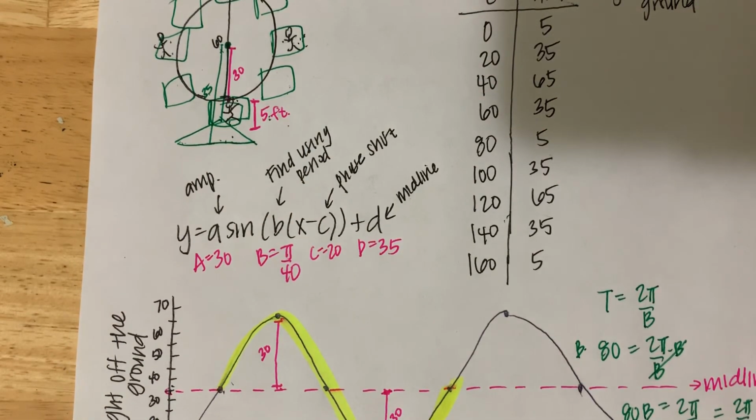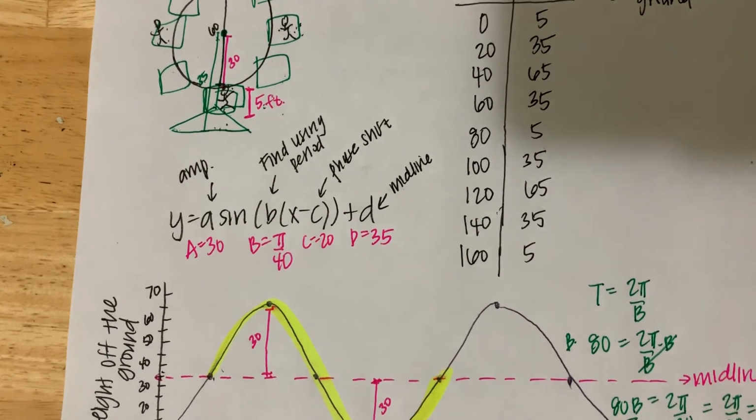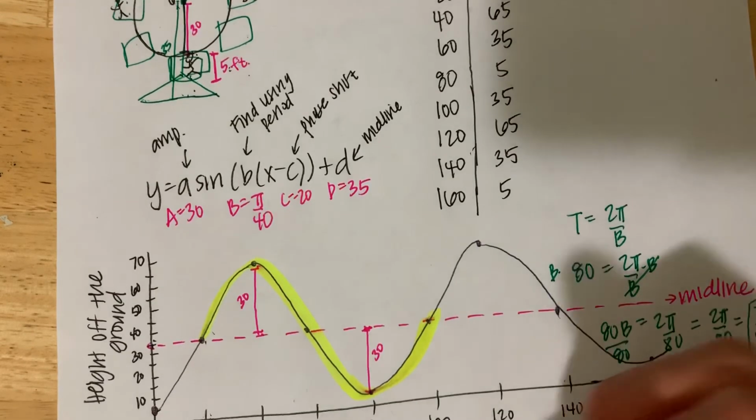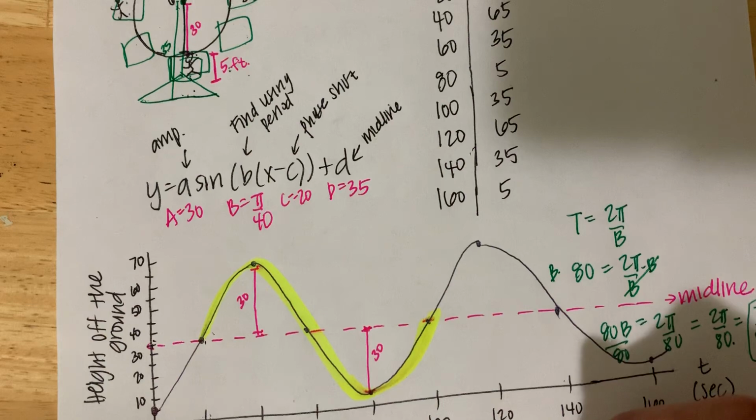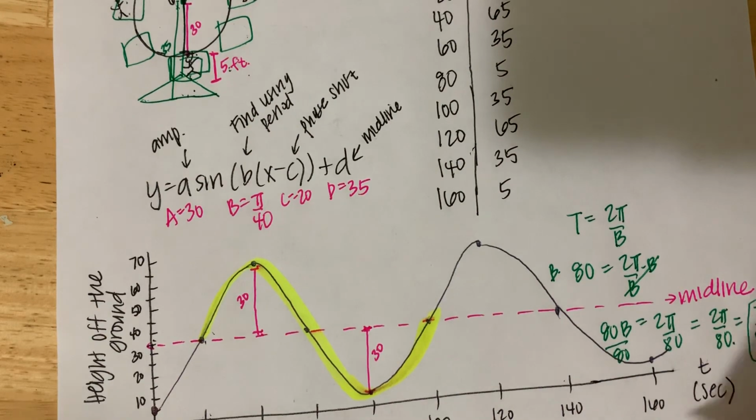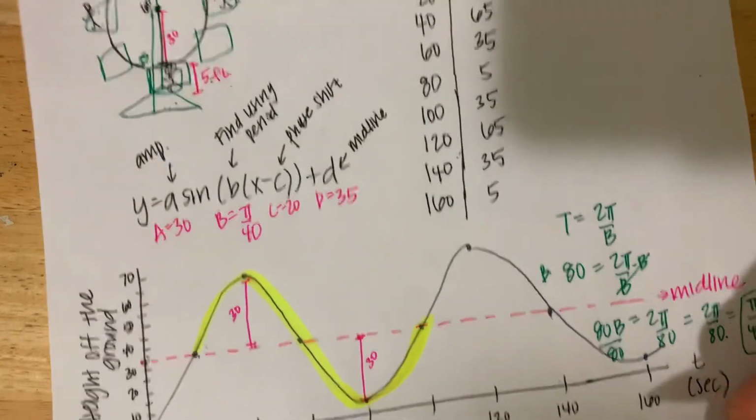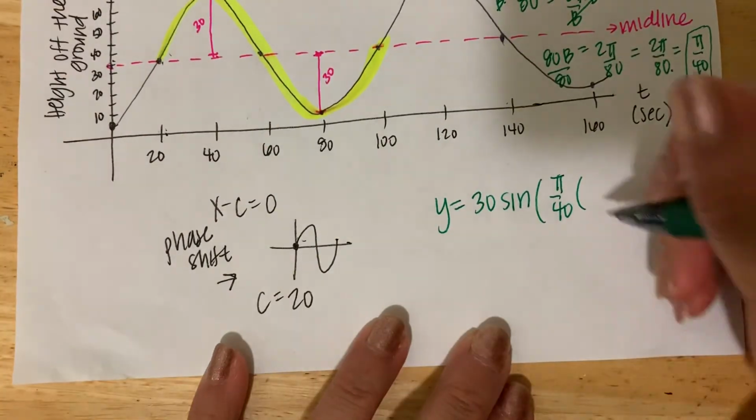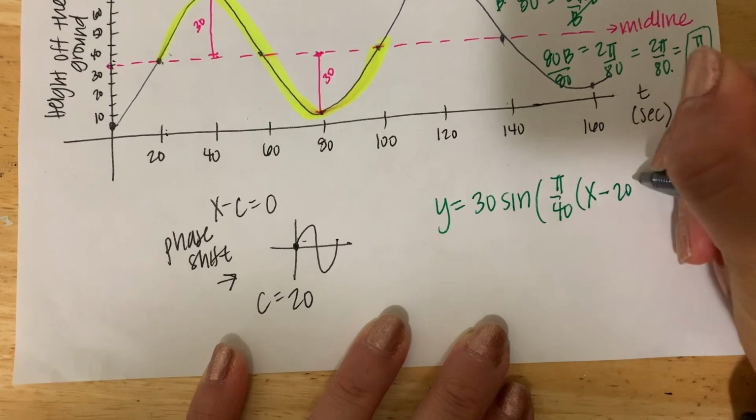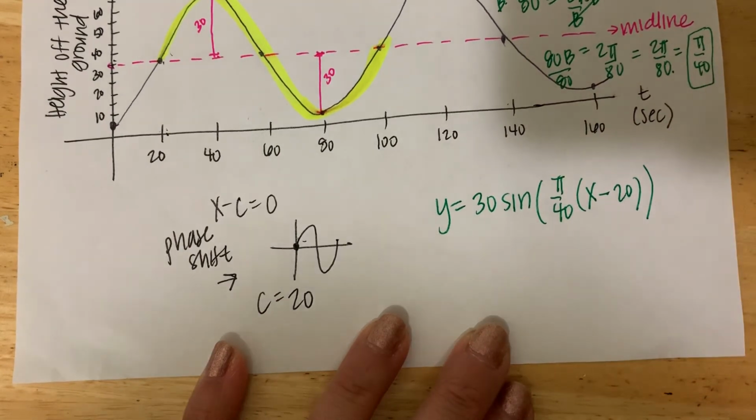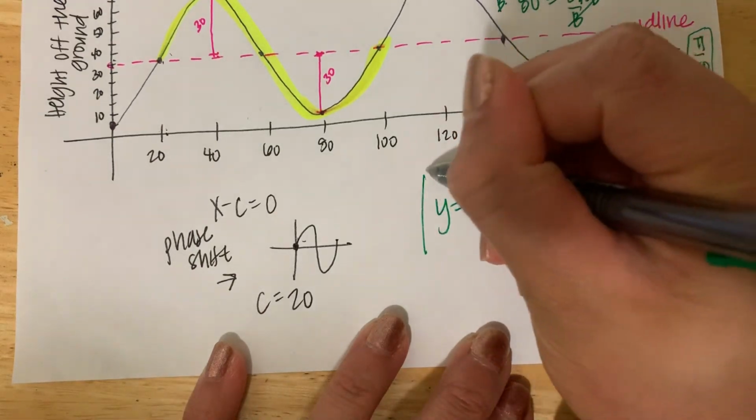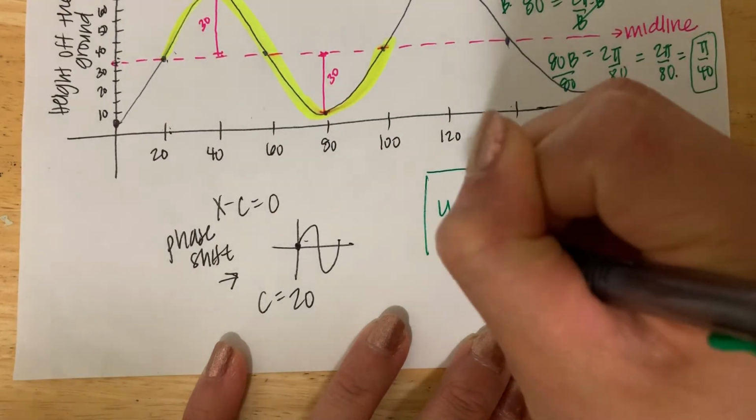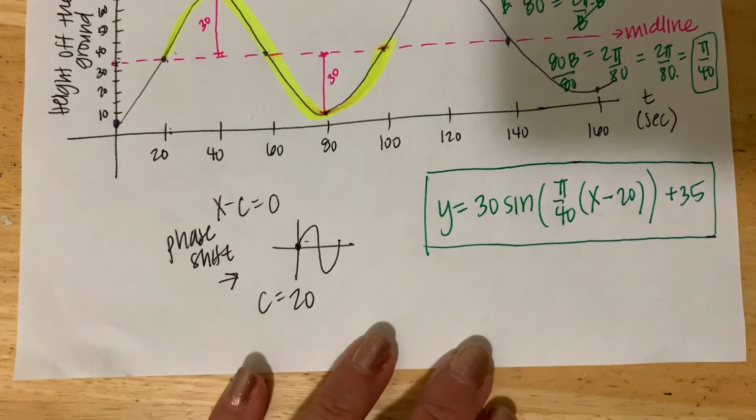And then we're just about done. We're just going to go ahead and write down our final answer. Our final answer is y equals 30 sine, open parentheses, pi over 40, open parentheses, x minus 20, close double parentheses, plus 35. This right here is your final answer, and that is it.